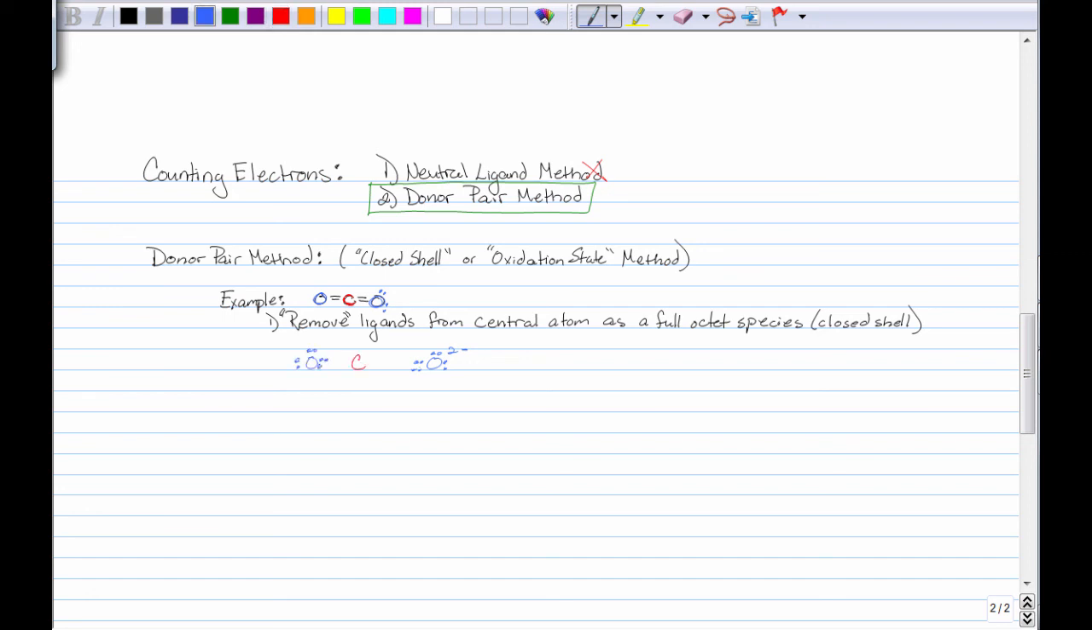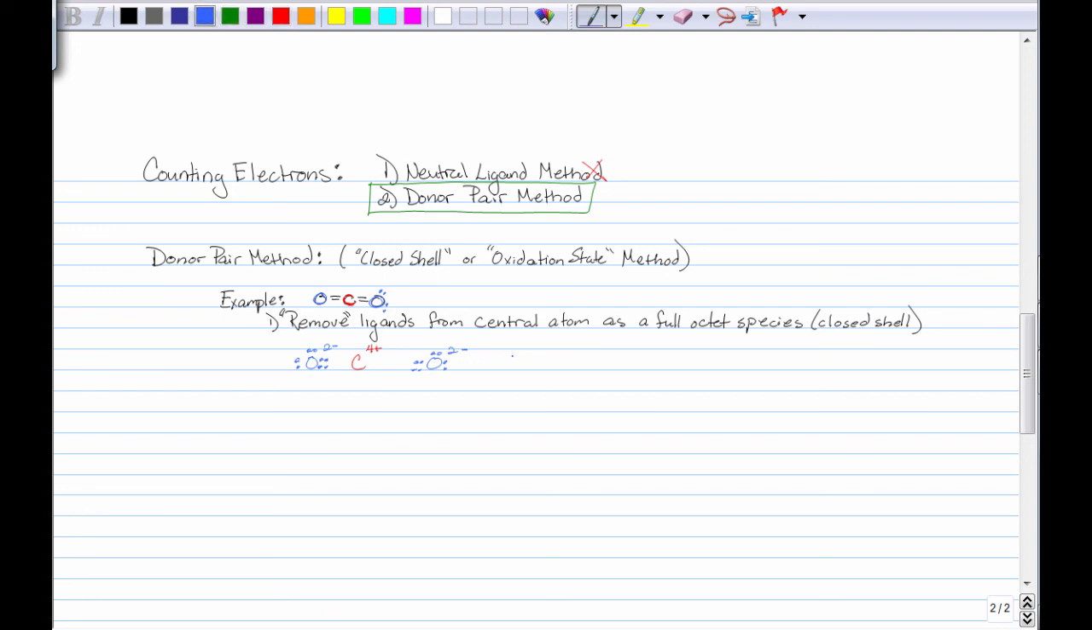And I'm drawing these Lewis structures kind of funny, but I'm showing you that basically the electrons in these double bonds are coming out and they're staying with the oxygen. So it looks like a funny Lewis structure. But I'm doing that to show you that it's being removed with those electrons from the carbon-oxygen interaction. This leaves the central atom with no electrons around it. And so this would be carbon 4 plus, and then the oxygens would be 2 minus.